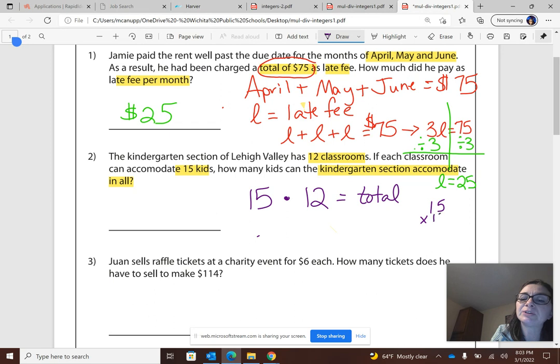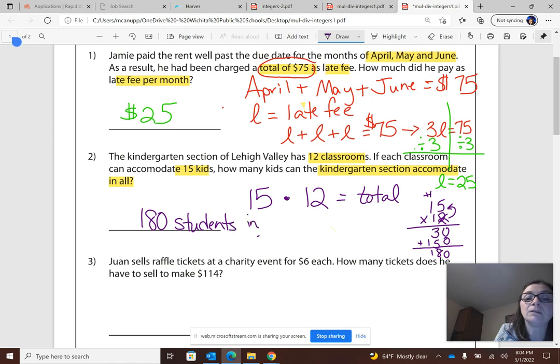Well, Mrs. Canupp's going to put it over here. So I'm going to take the 2 times 5 is 10, carry the 1. 2 times 1 is 2, plus the 1 that I carried is 3. Done with the 2, but I have to hold the place value with a 0. Now I'm ready to do 1 times 5 is 5, and 1 times 1 is 1. Now I just have to add this, so that's going to be 180 students in all.